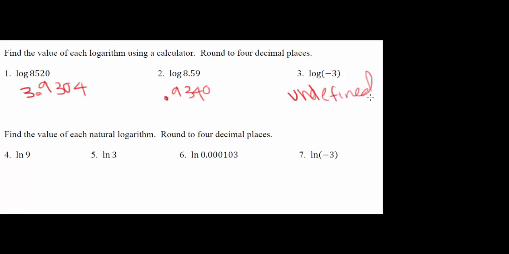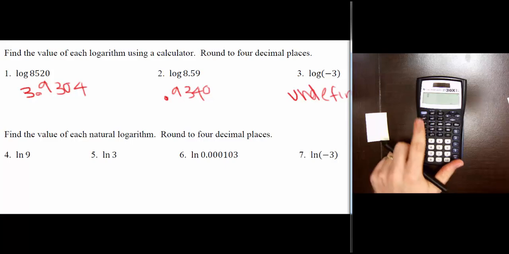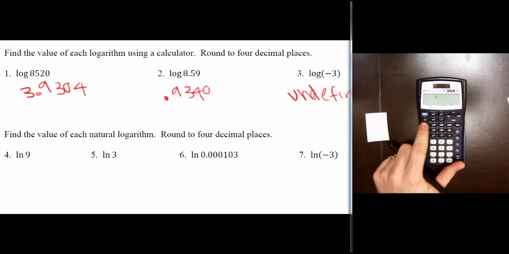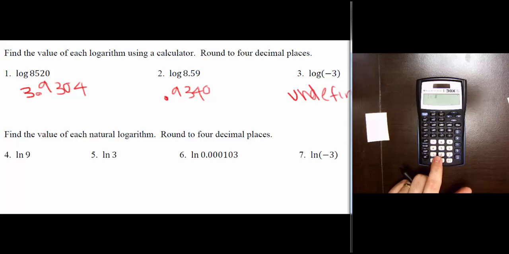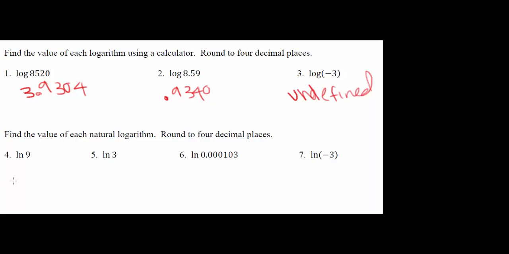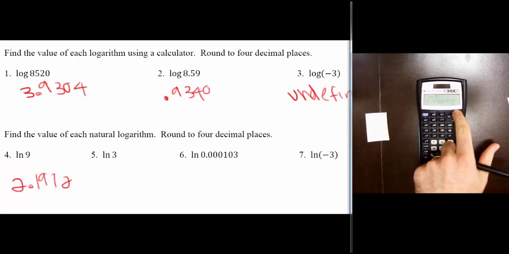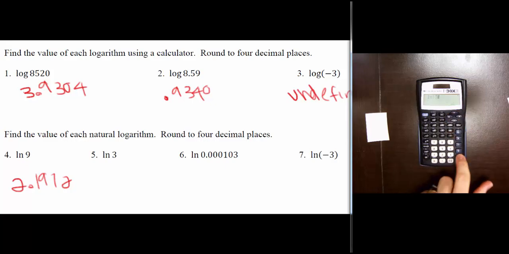Okay. So now for our next part, find the value of the natural logs and round to 4 decimal places. So the natural log of 9, so second. Oops, we don't need to press second. There's an ln key. So natural log, that ln key is right underneath the log key, the natural log of 9. 2.1972. The natural log of 3, I'm just going to use that up arrow and change that 9 to a 3. And I get 1.0986.